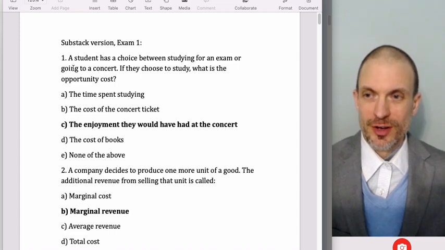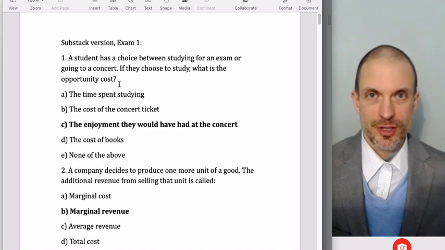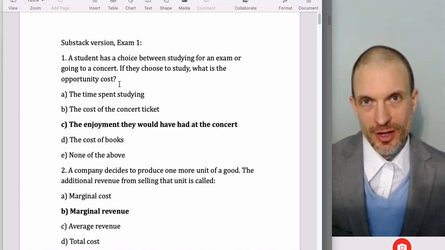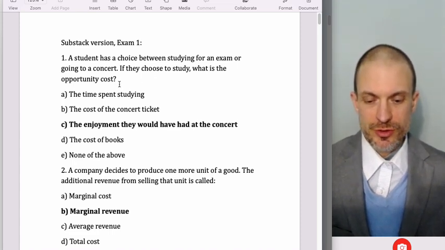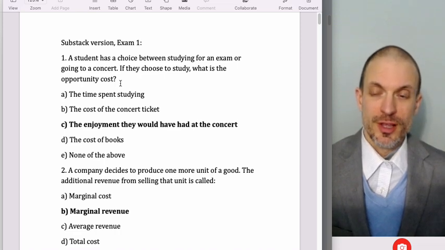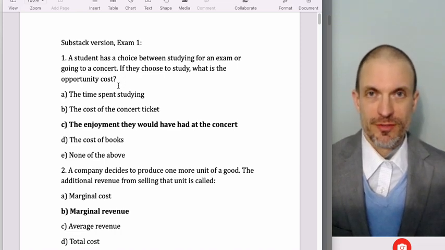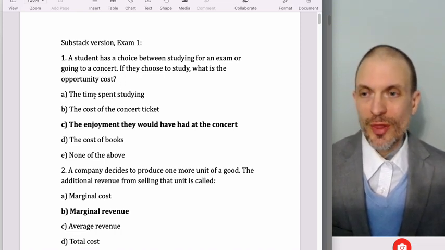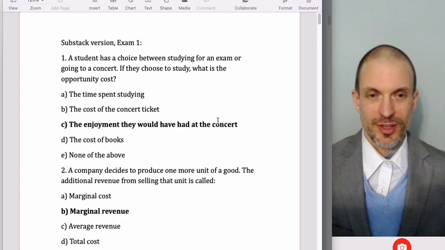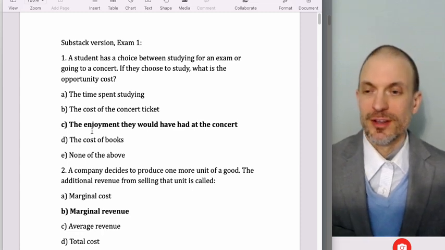All right, so question 1. A student has the choice between studying for an exam or going to a concert. If they choose to study, what's the opportunity cost? Remember, opportunity costs measure what we sacrifice, what we lose, what we give up. So it's your next highest alternative that you've foregone when you do one thing instead of the other. The next highest alternative to studying for this particular student would have been going to the concert, and the opportunity cost would be the sacrifice, the lost enjoyment.